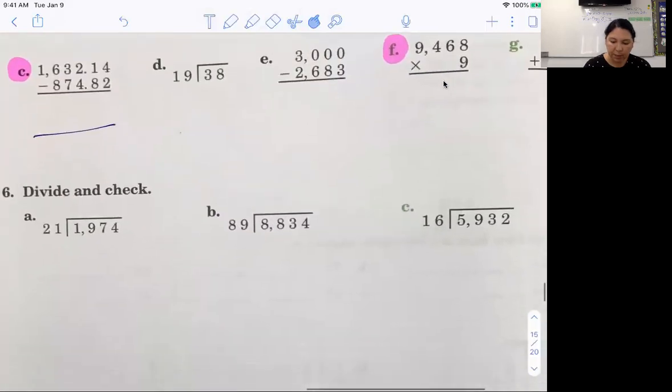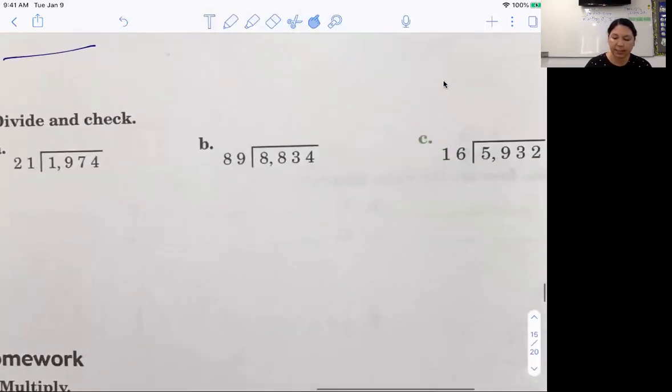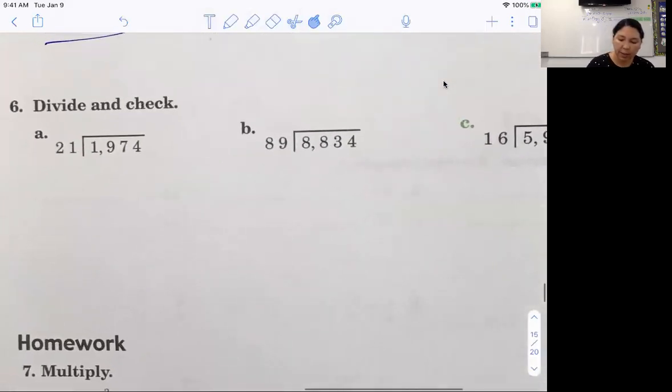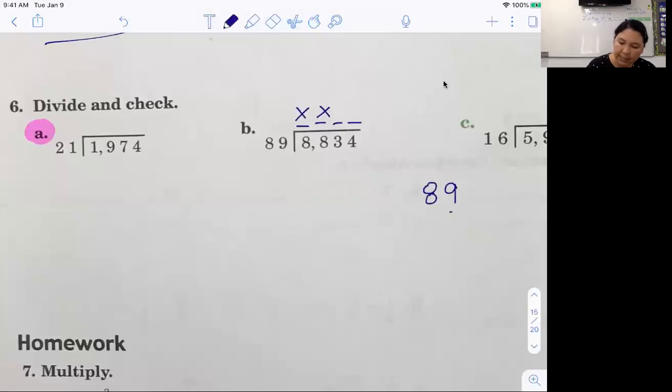Okay, friends, moving on to section 6. I am going to do letter B with you. You guys are going to do letter A by yourself. Okay? So can 89 kids go into 8 desks? No. And 88 desks? No. And 883 desks? Yes. I'm going to try 8.